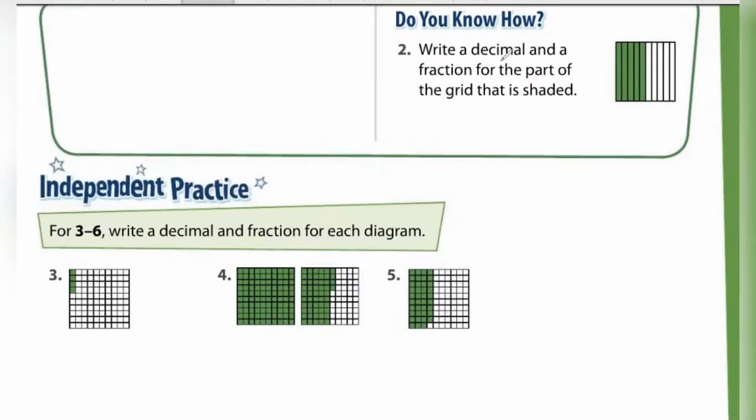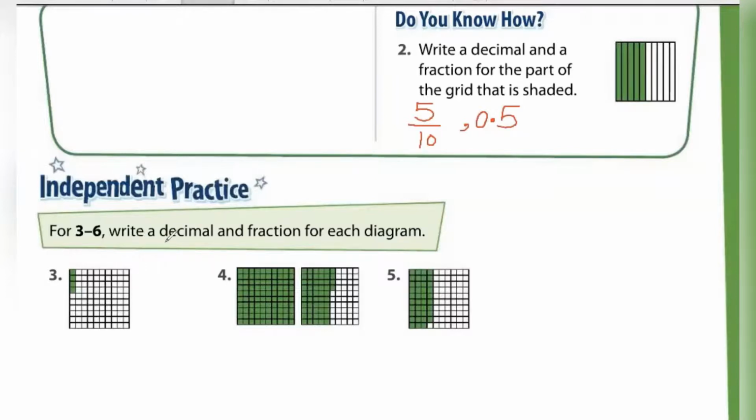Number 2, write a decimal and a fraction for the part of the grid that is shaded. In this grid, how many shaded parts? 1, 2, 3, 4, 5. I will write the shaded parts as the numerator and the total parts as the denominator: 1, 2, 3, 4, 5, 6, 7, 8, 9, 10. I will write 10. To write it as a decimal, I will put the numerator as it is, 5. And count how many zeros in 10? We have only 1 zero. Count from the right, only one place. Then put the decimal point after one place, which is 5. And put 0 in the whole part.